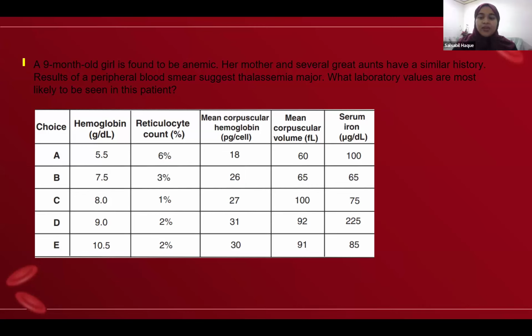Yep, it's A. All right, let's go over the case. She's anemic. She has a family history of the same disease. Then peripheral blood smears suggest thalassemia major. Okay, they told us the diagnosis already. So what lab values are most likely to be seen? So hemoglobin is going to be low, right? And then reticulocyte count is going to be higher than normal. MCH is going to be low, and MCV is also going to be low. And serum iron is going to be normal, right? So the answer is A.